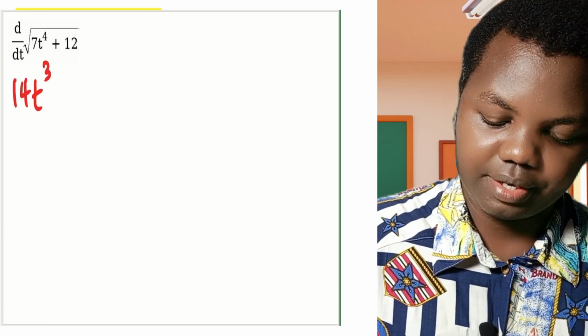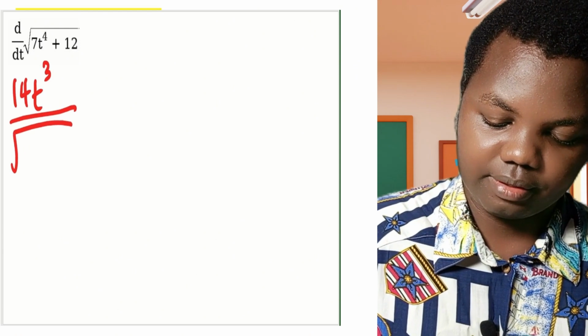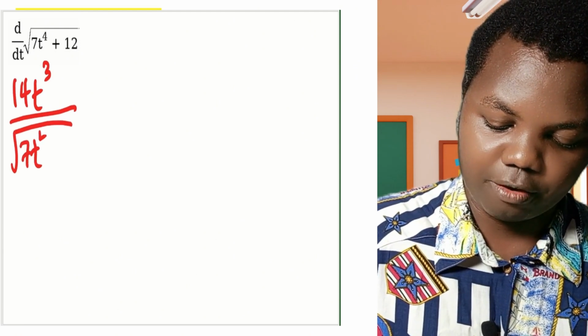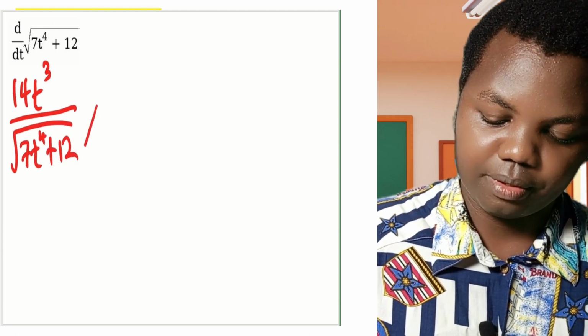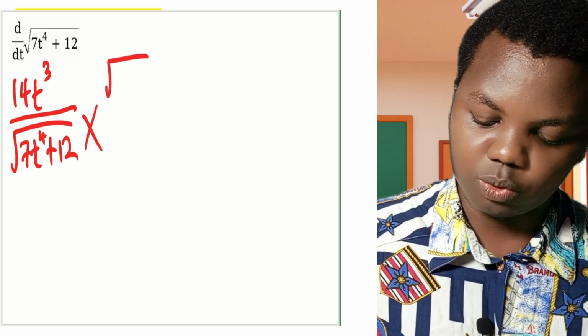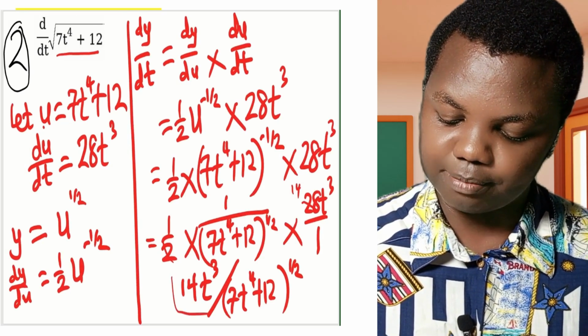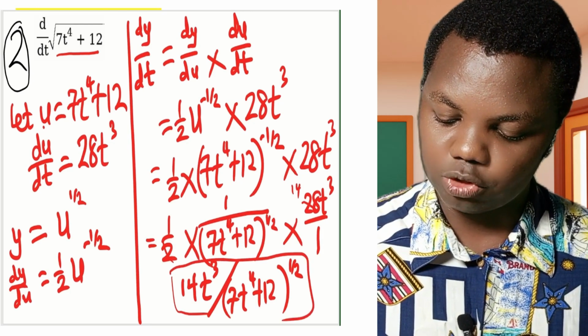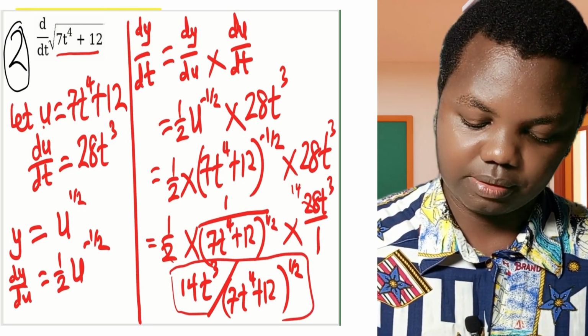14t to the power of 3 divided by 7t to the power of 4 plus 12. What I'm trying to do is simplify this by rationalizing. So to the power of half means the square root.